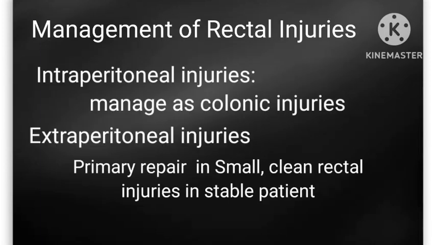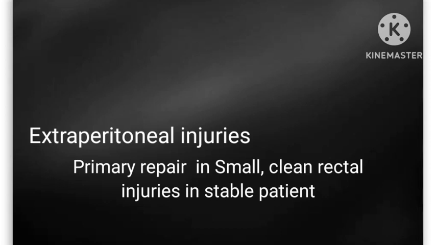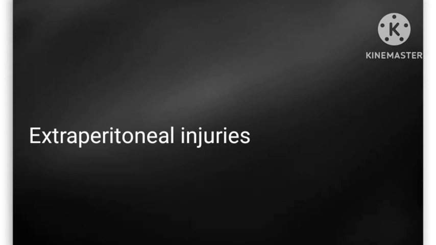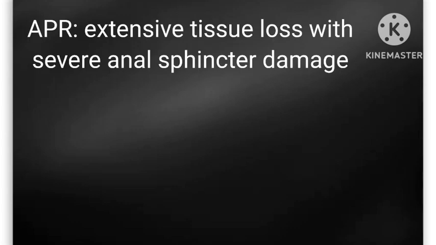When you come to management of rectal injuries, it depends on whether it is intraperitoneal or extraperitoneal. Intraperitoneal injuries should be managed like colonic injuries. For extraperitoneal injury, if it is a small, clean rectal injury in a stable patient, we can do primary repair with or without diversion colostomy. If there is a high-energy extraperitoneal injury in the proximal rectum with significant contamination, we have to do primary repair as much as possible plus fecal diversion or diversion colostomy. If it involves the sphincter mechanism with significant bleeding, abdominoperineal resection, APR, can be considered as a management option in extensive anorectal injuries.